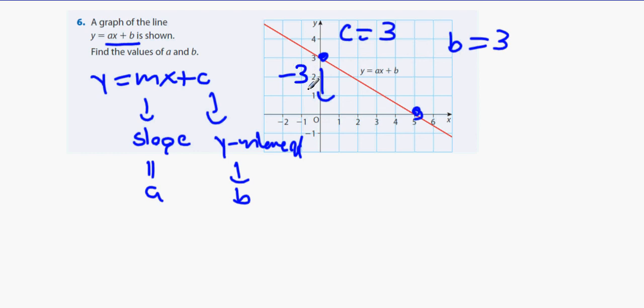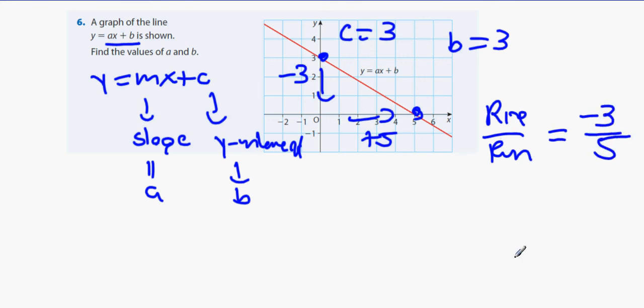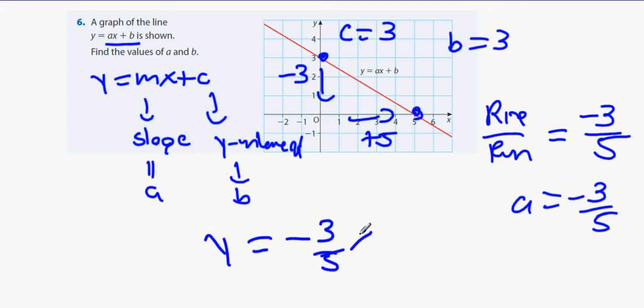The slope, let's do rise over run. Rise is minus 3, run is plus 5. Rise over run, minus 3 over plus 5. So a equals minus 3 over 5. So the equation of the line will be y equals minus 3 over 5 x plus 3.